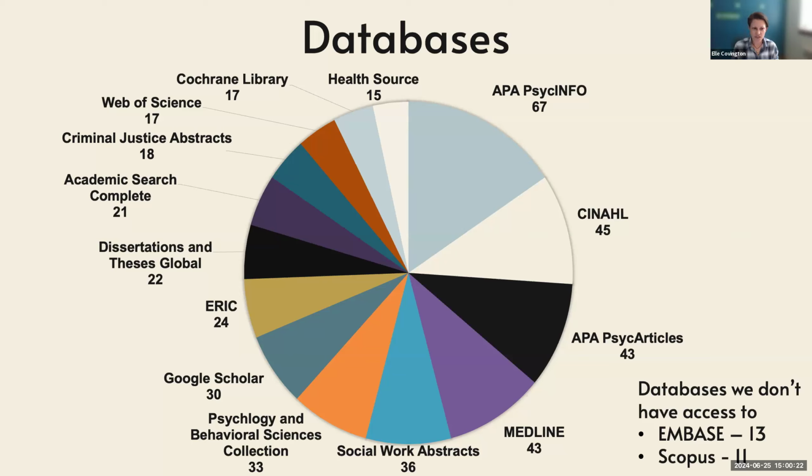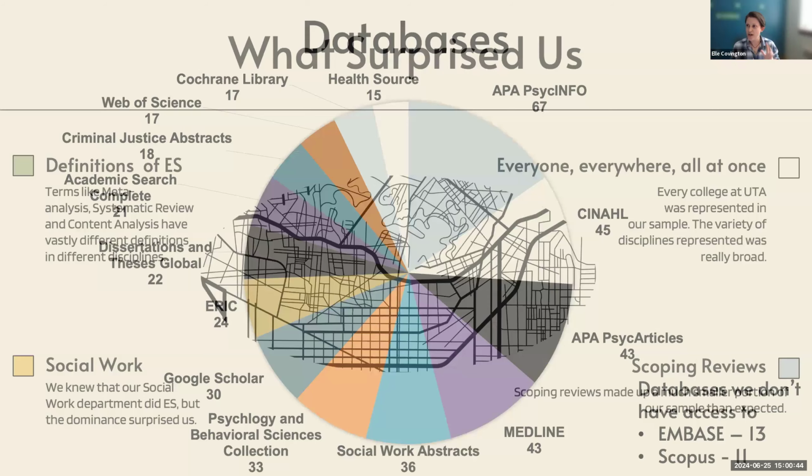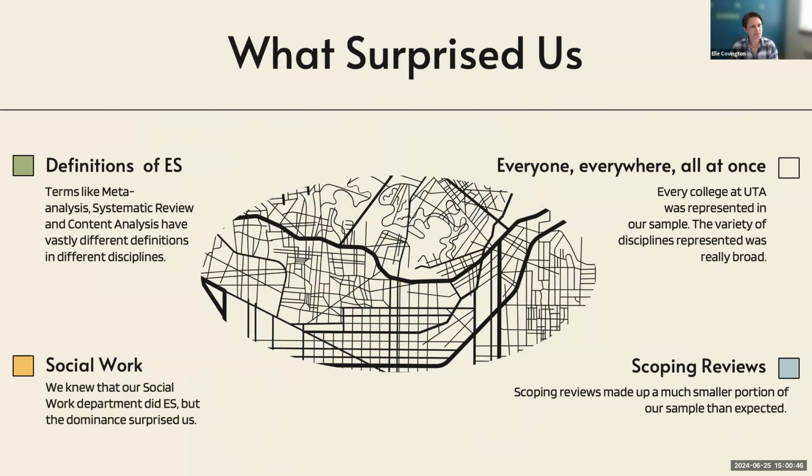We were also interested in what databases they are using that we don't have access to at UTA, that maybe they're using with their collaborators at other institutions. And so 13 of those did use Embase and 11 Scopus. So that was another interesting point for us to take back and file as we're working on developing our service and thinking through how to ask for support for that.